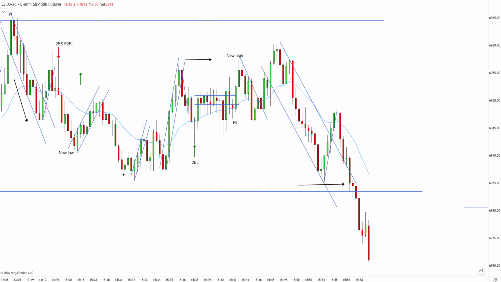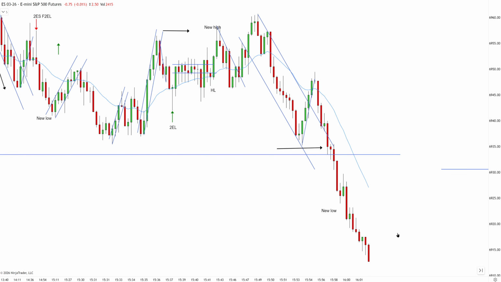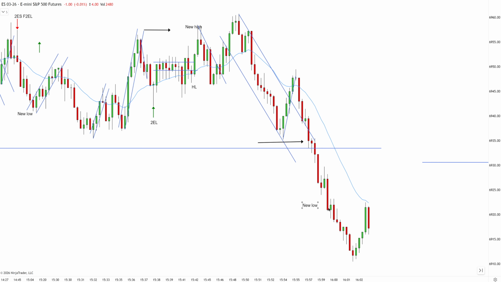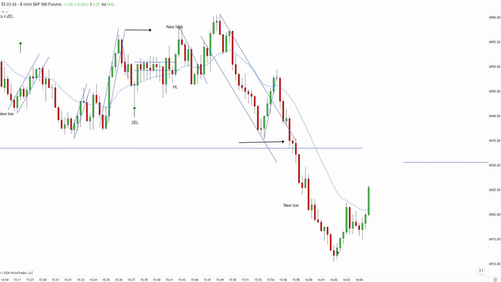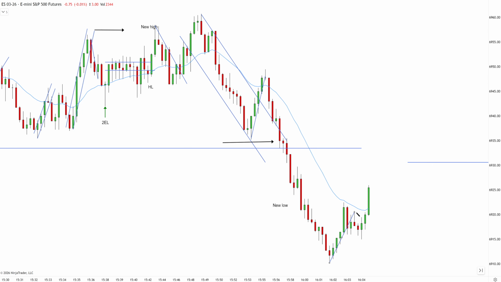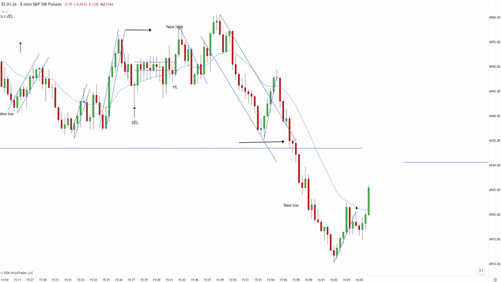And there was no second entry short, just first entry short only. Push to new extreme and the downtrend played out. Downtrend played out. You have second entry short here, but it's so far from the EMA. Let's say the second entry short is right at the EMA. Can I take it? I cannot.